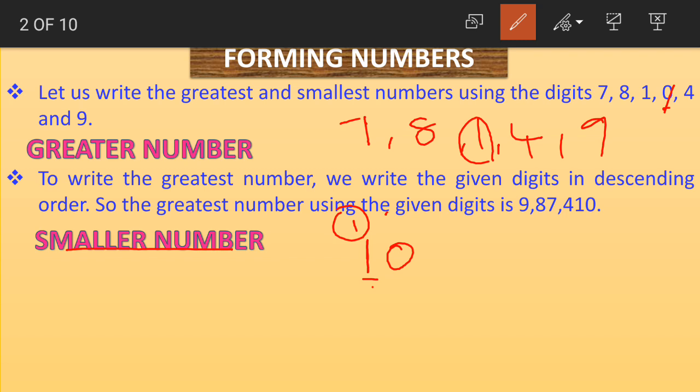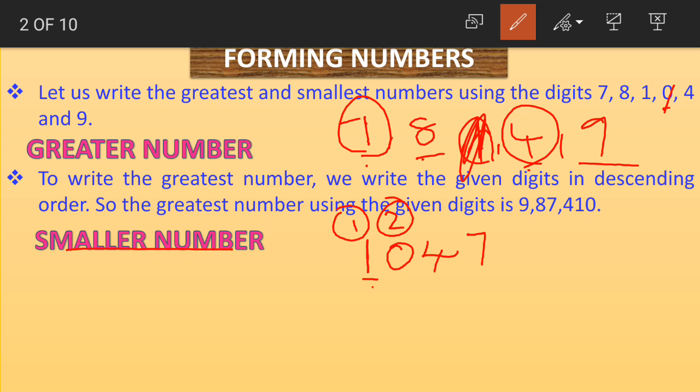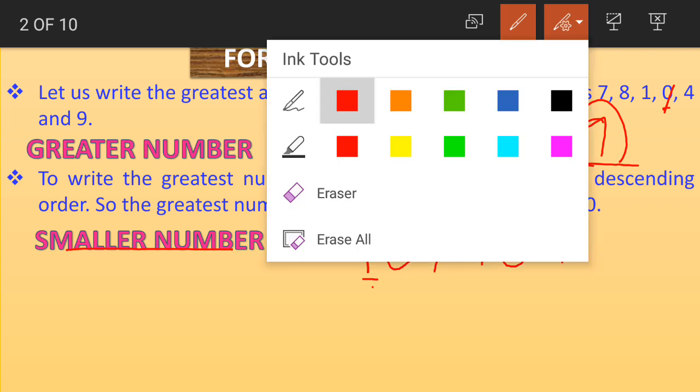So 1 in the first place, 0 in the second place. Now 1 also we have written. 7, 8, 4 and 9 are remaining. Now which is the next smallest number? 4. 4 is the next smallest number. So we write 4. Then which is the next smallest number? 7. 7 is the next smallest number. Then which is the next smallest? Among only 8 and 9 are remaining. 8 is the smaller number. So we write 8. And only 9 is remaining. So we write 9.